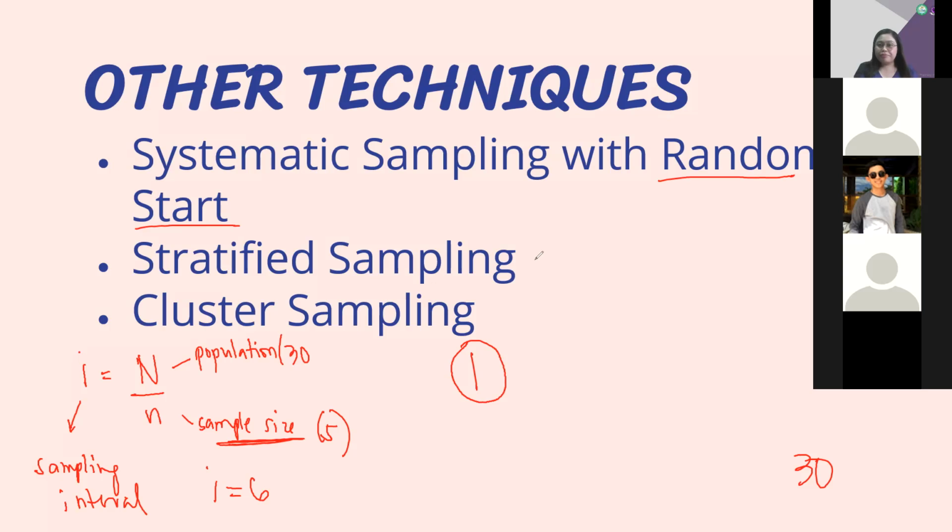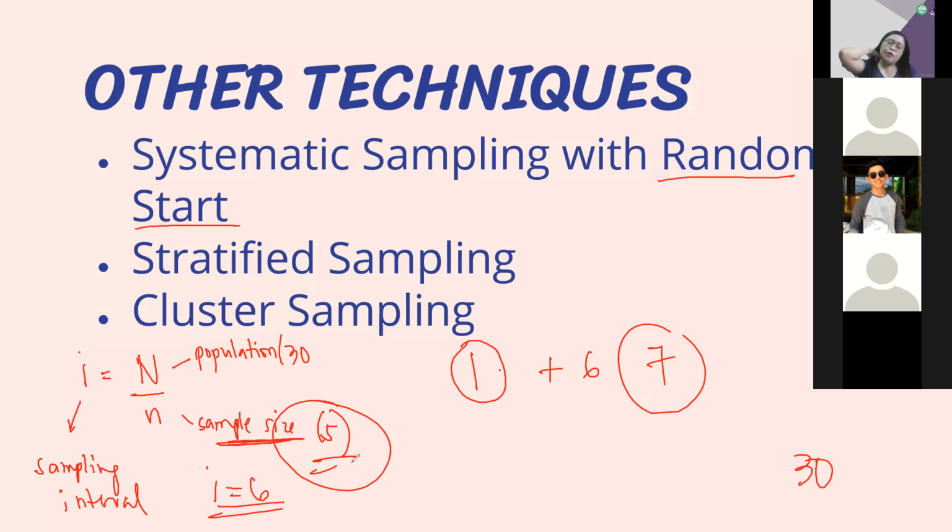Mag-choose ng iyong sample, or yung talagang isa-select to be included in your study. So you have 1 here, mag-add ka lang ng sampling interval na na-compute mo. So the 7th person will be the next person na ma-choose. And then constantly mag-add ka lang ng 6 hanggang maabot mo itong 5 person na ito. So this is still considered as a probability sampling because we have here again the selection of the interval and at the same time random tayo nag-start.